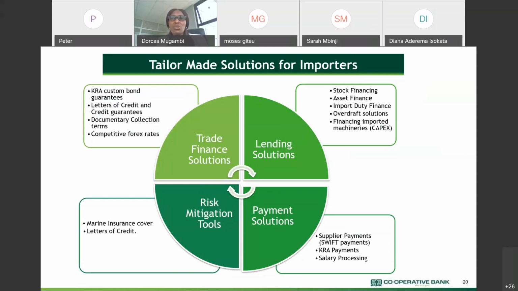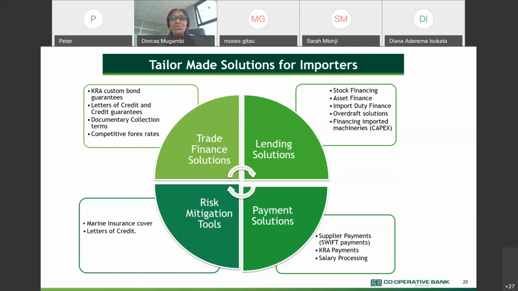There are people who would want to penetrate to Ethiopia. There are people who would want to penetrate to Tanzania. There are people who would even want to penetrate to Congo. How is the bank going to facilitate them? So when it comes to trade finance solutions, as Moses has well put it, it is a way of facilitating trade. So as a bank, we want to facilitate you to trade more. We want to facilitate you to increase your stocks.